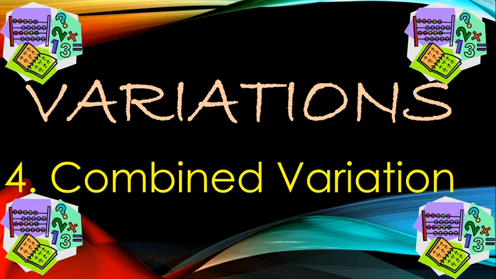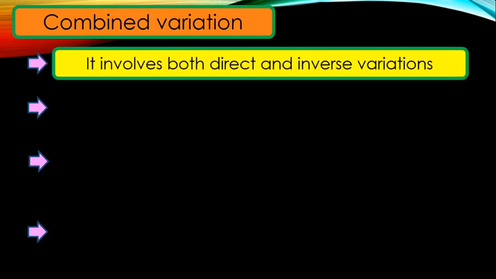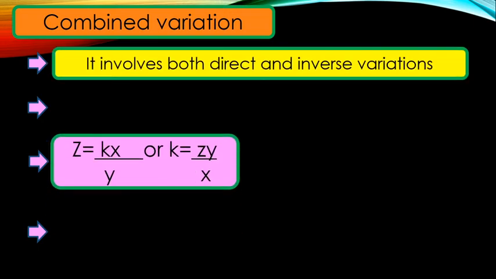Combined variation involves both direct and inverse variations. In symbol, z is equal to k times x divided by y, or k equals z times y divided by x. Now, you can notice that there is a direct variation here in the numerator, and divided by y, which is our inverse variation. And here is the formula for k.